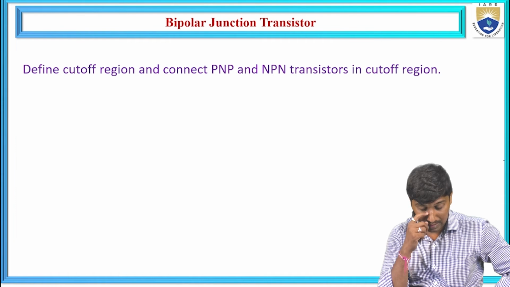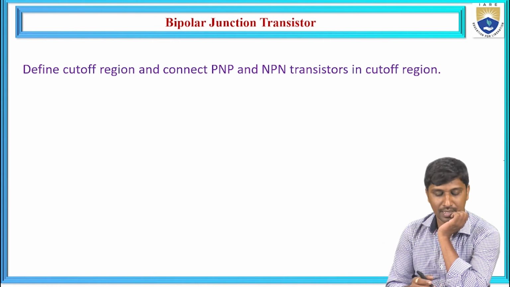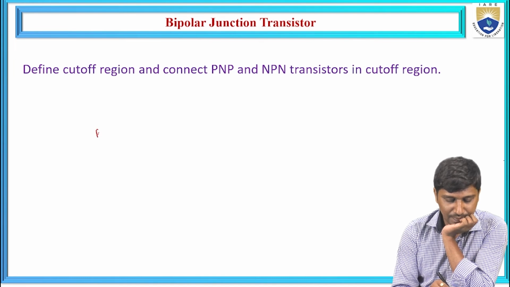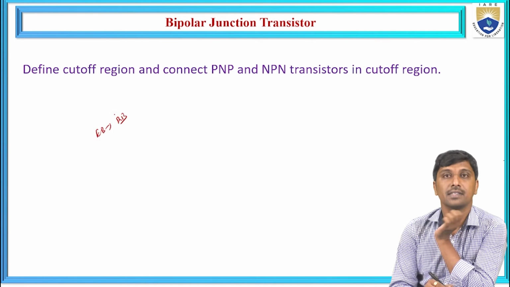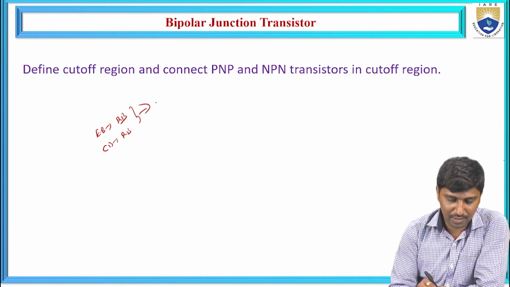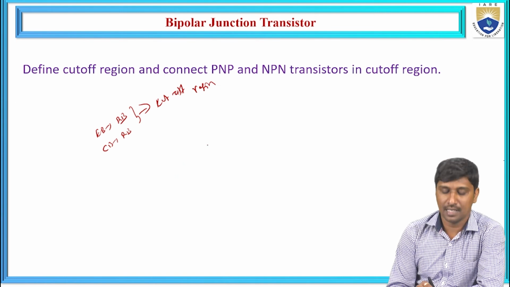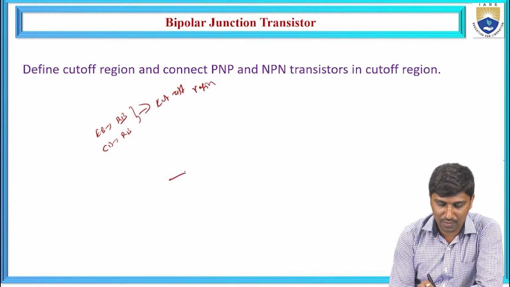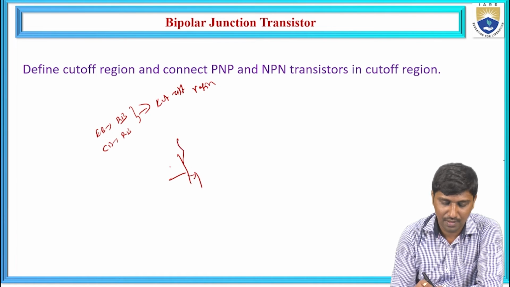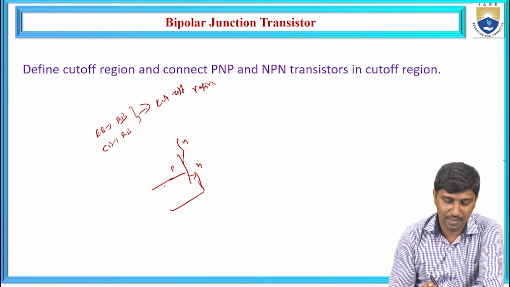Now define the cutoff region and connect PNP and NPN transistors in cutoff. We just discussed that if the emitter base junction is reverse biased and the collector base junction is reverse biased, then the transistor acts in the cutoff region. Now connect the NPN transistor in the cutoff region. For the input to be in cutoff, the emitter base junction should be reverse biased.